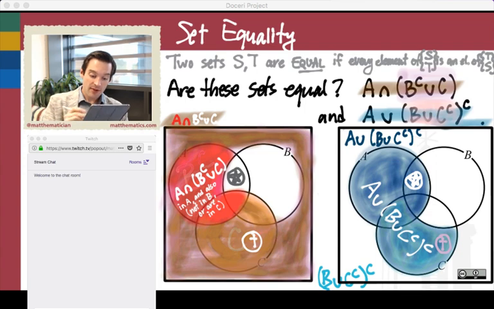Namely, the set on the left is a subset of the set on the right. Because every region which I shaded on the left, every shaded region over here is shaded here on the right. So these two sets are not equal to one another, but the former is in fact a subset of the latter.